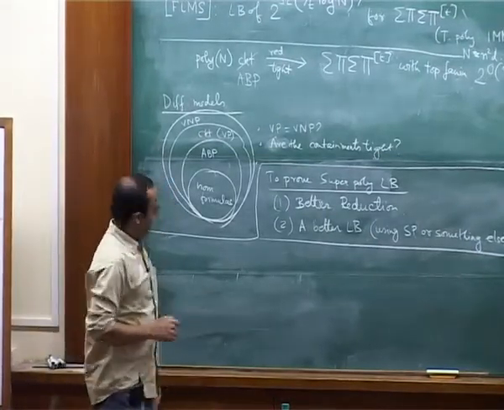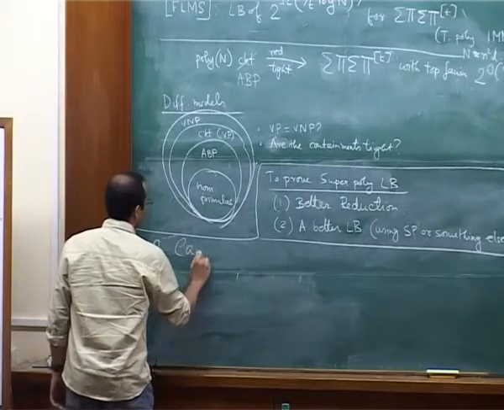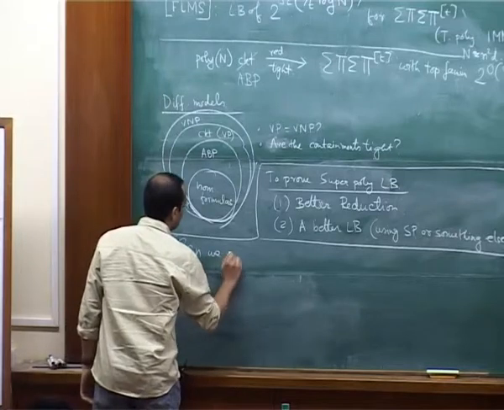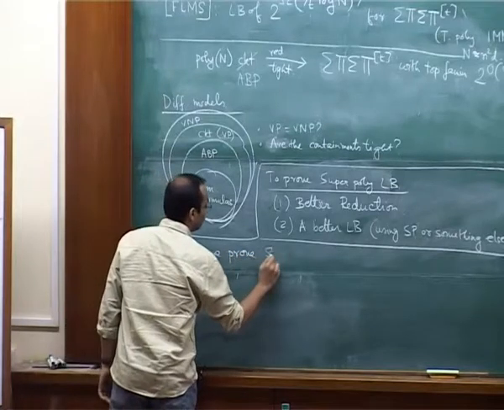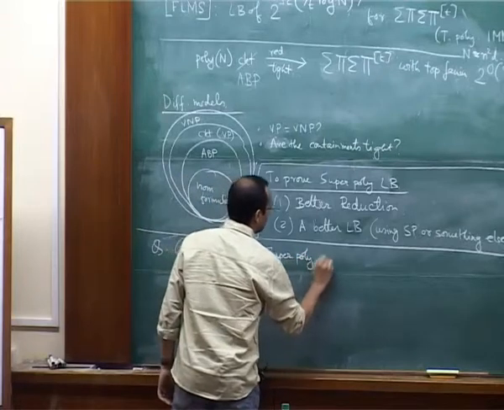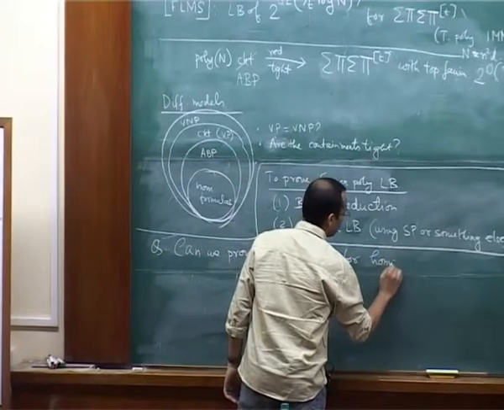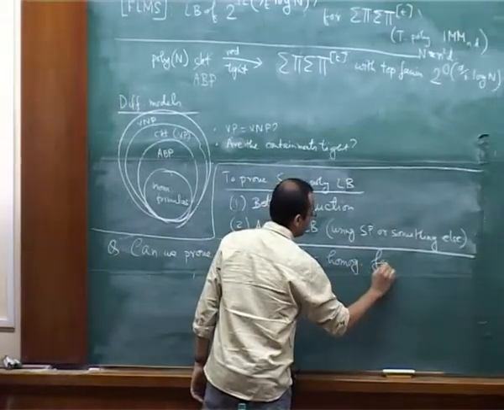Right. So let's write this question. That's the main question that would be the motivation behind this talk. Can we prove super poly lower bound for homogeneous formulas?